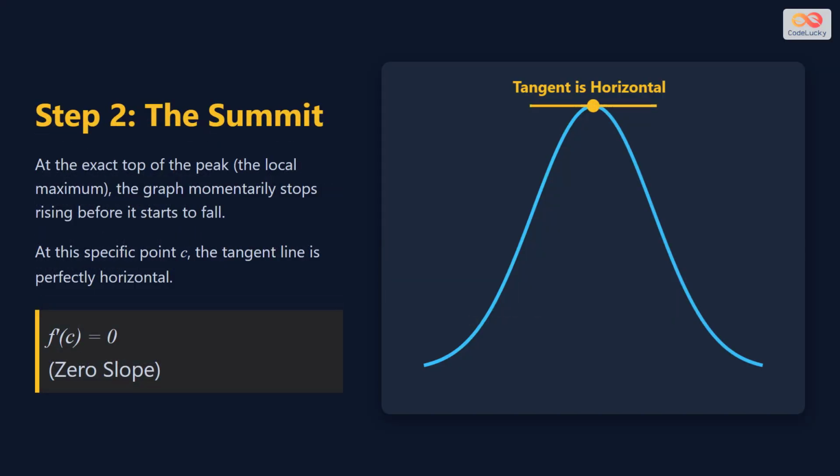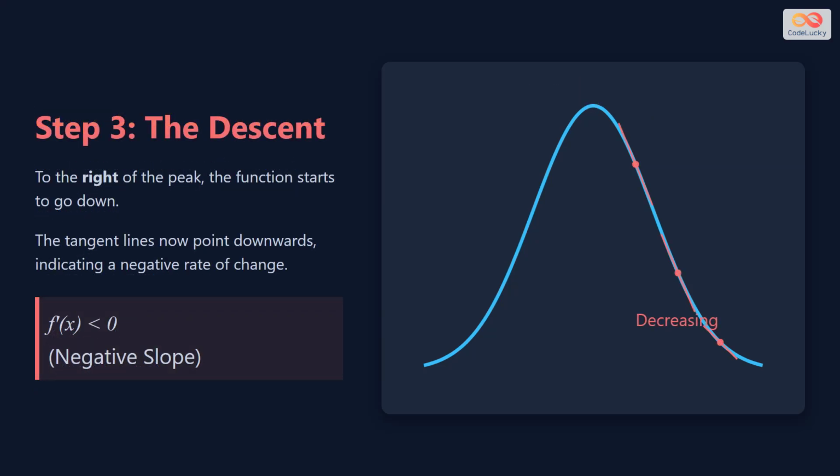When you reach the very top of the hill, for a brief moment, you are neither going up nor down. You are perfectly flat. At this specific critical point, the tangent line is horizontal. This means the derivative, f prime of x, is exactly equal to 0. Once you pass the peak and continue to the right, you start going down the hill. The function is now decreasing. The tangent lines point downwards, which tells us that the derivative, f prime of x, has become negative.